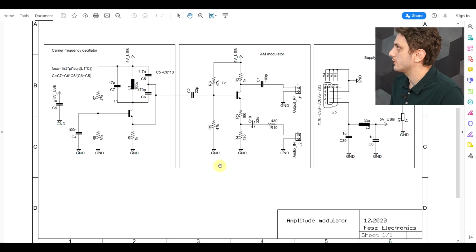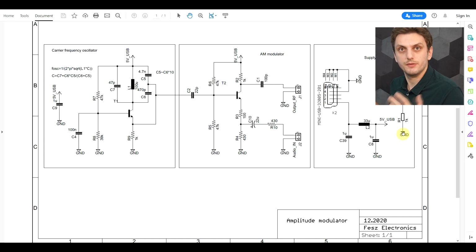This is the final schematic that I came up with. In the first block we have our local oscillator. Then we have our AM modulator that takes this signal and also the audio frequency signal coming from an external source. And finally, I added an extra filter. So as I said, I will be supplying this from the USB from a computer, passing it through a basic filter, and I also added an LED just to show that it's being supplied.